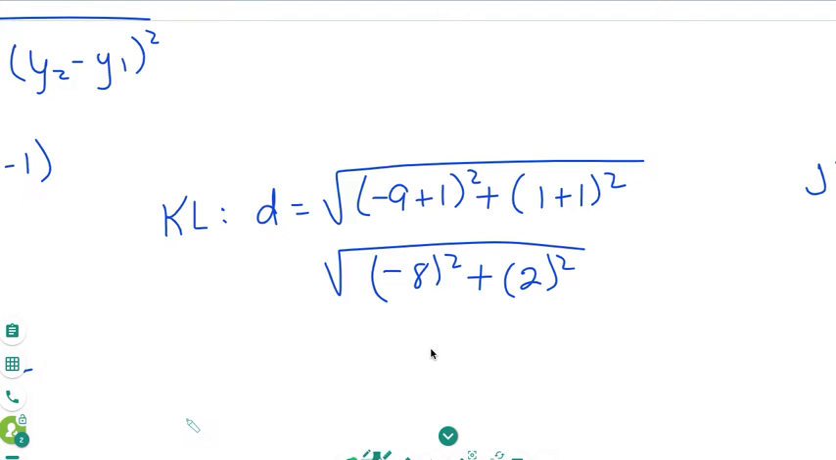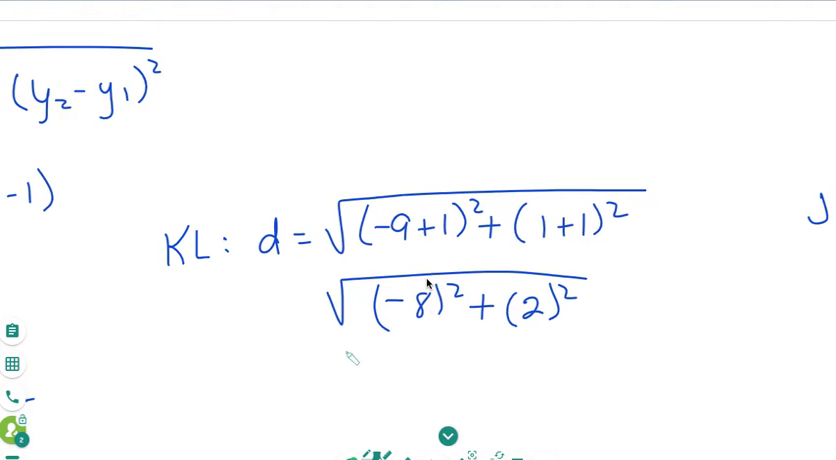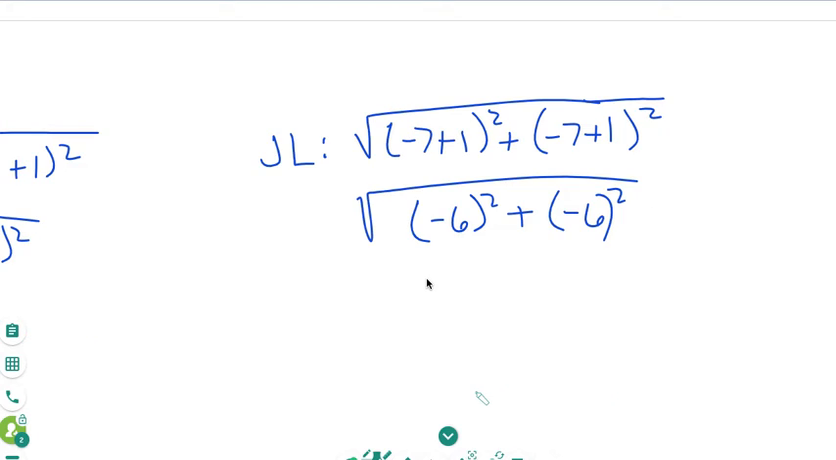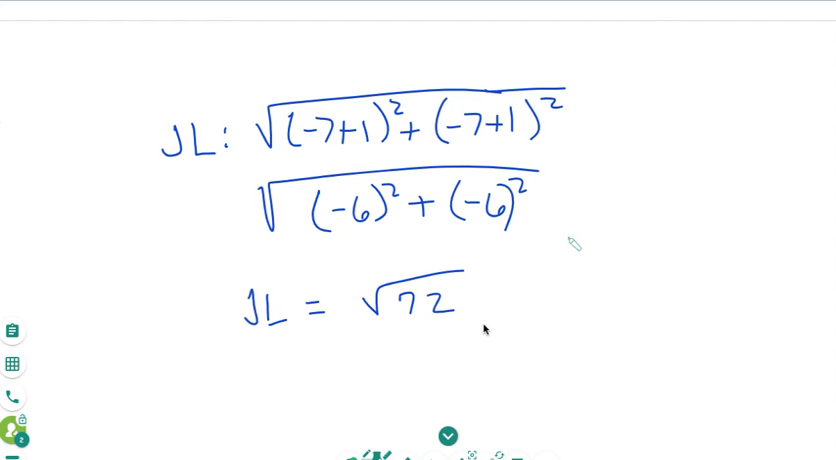For side KL, I would put in my ordered pairs, and then again, KL, the length would be the square root of 68. JL is going to be the square root of 72. 6 squared is 36, plus 6 squared is 36, which is the square root of 72, which means this would be an isosceles triangle.